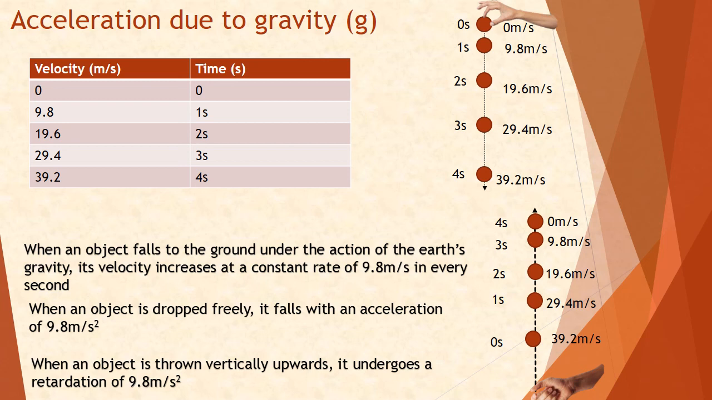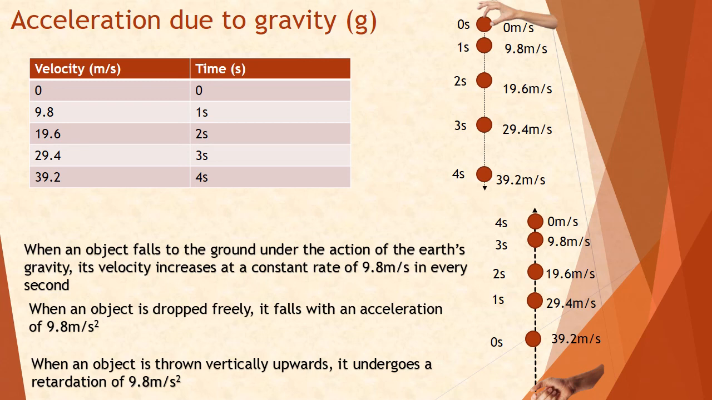Or we can generally say that when an object falls to the ground, under the action of the Earth's gravity, its velocity increases at a constant rate of 9.8 meter per second in every second. That is a calculated value, children. And when an object is dropped freely, that means it falls with an acceleration of 9.8 meter per second square. That is the meaning of that. Every second, the change in velocity will be 9.8 meter per second.